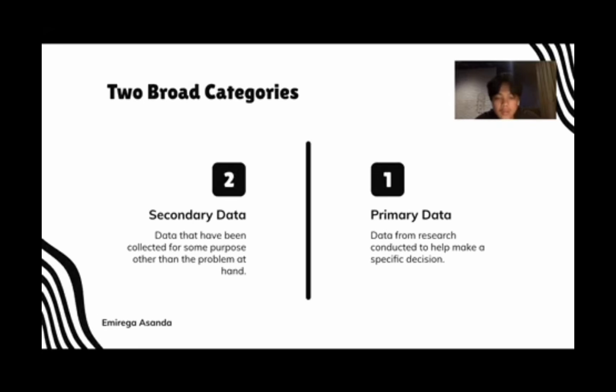Primary data include demographic and psychological information about customers and prospective customers, customers' attitudes and opinions about products and competing products, as well as their awareness or knowledge about a product and their beliefs about the people who use those products.